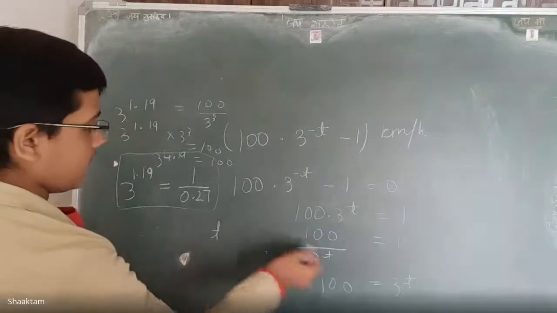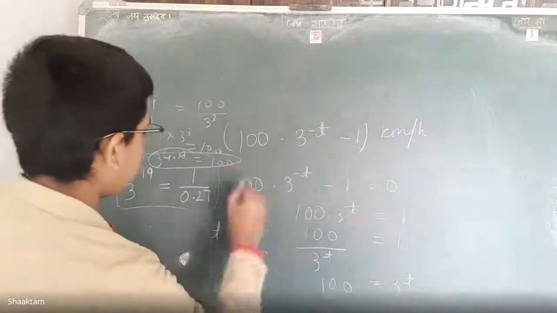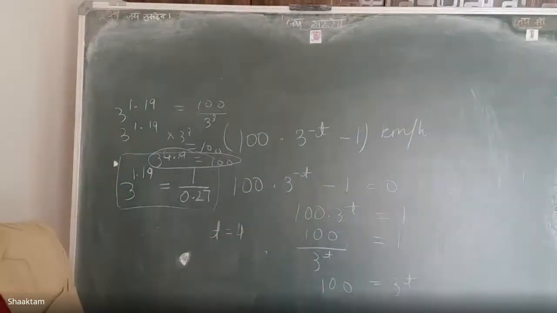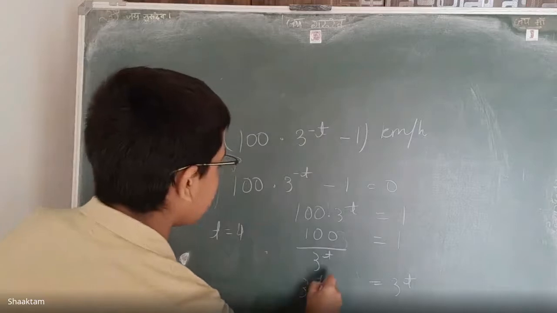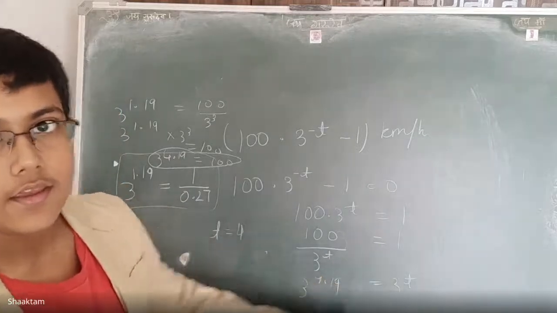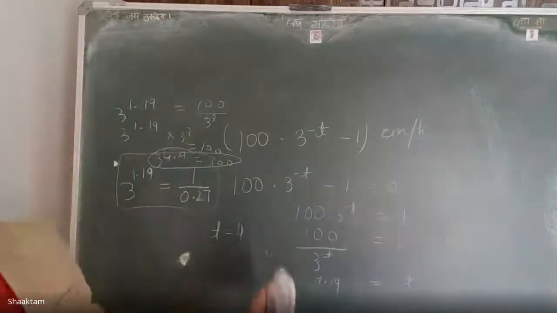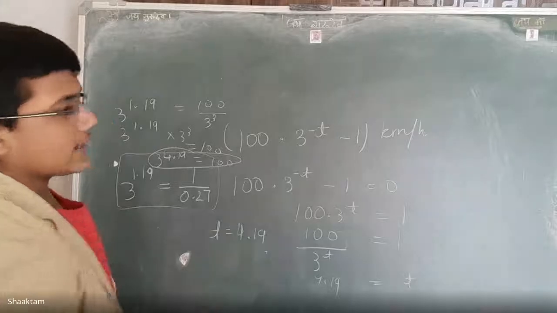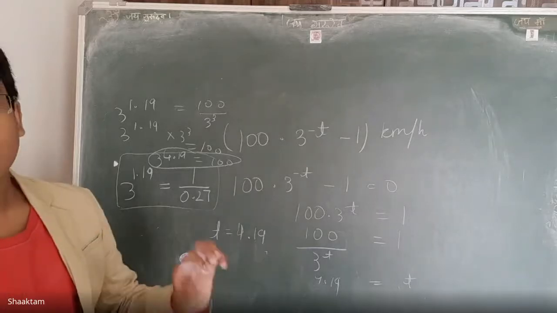So 100 is equal to 3 raised to t, and we also got from here that 3 raised to 4.19 is 100. So I can replace t with 4.19. Or I can go over here: 100 I can say is 3 raised to 4.19, and I told you that if 3 raised to 4.19 is equal to 3 raised to t or any number, then you can remove this 3 part and say that 4.19 should be equal to t. So t is equal to 4.19. That gives us the answer that after approximately 4.19 seconds of getting into that sand filled track, the car will come to a halt.